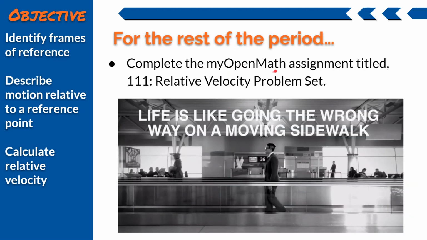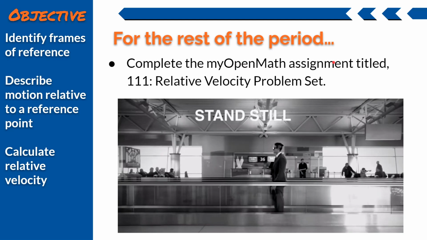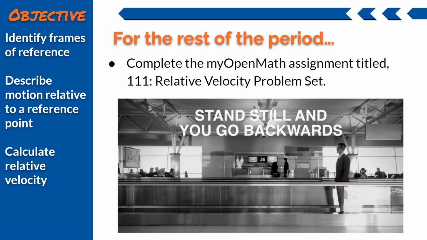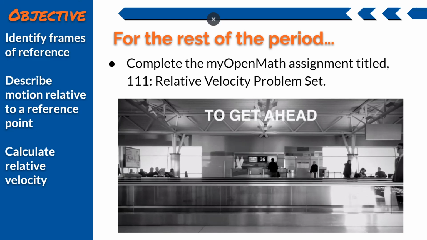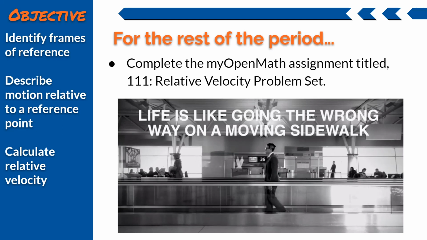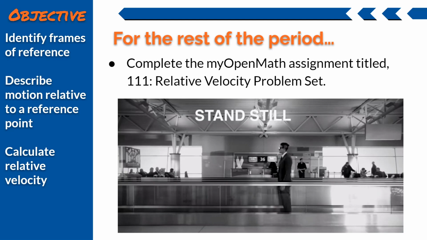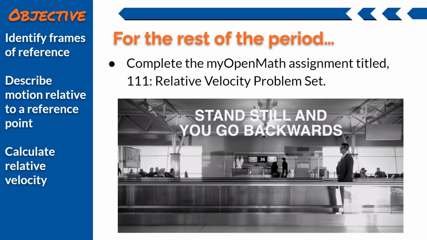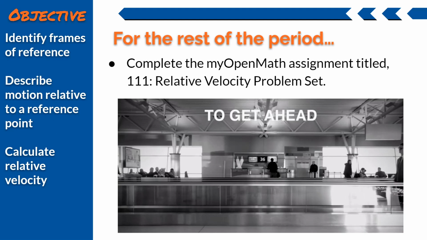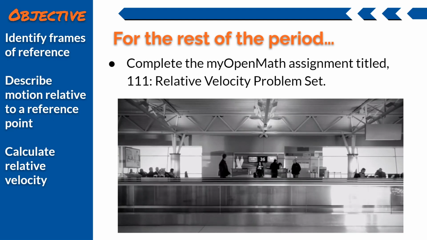So if you would, please go ahead and head to My Open Math. You were looking for the assignment 111, Relative Velocity Problem Set. You have the remainder of the class period to work on it, which means that you guys have about 25 minutes, which should be plenty of time to finish the entire thing, I think. But if for some reason you don't finish it in here, it will be homework for you.